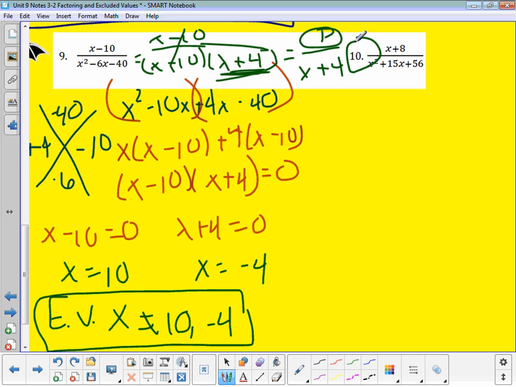So I want you guys to go ahead and do number 10 on your own. Factor this out. You will have a factor that overlaps, so I want you to cross it off. Your leftover factor for today is going to be on the bottom, and you're going to have 1 on top.